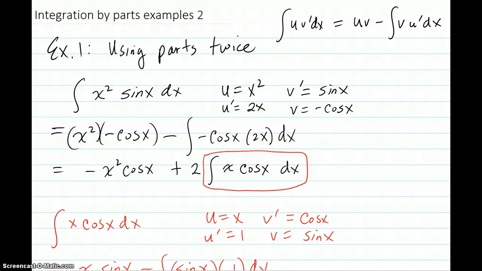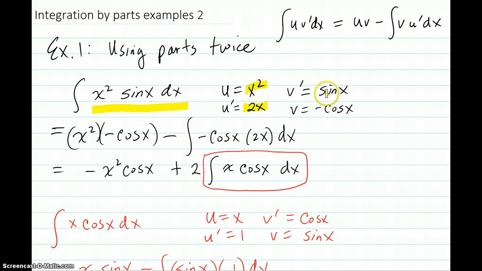Here's some more examples for integration by parts. The first example shows using parts twice, because sometimes once is not enough. So here's a typical example: x squared sine x. You go for knocking down the x squared.